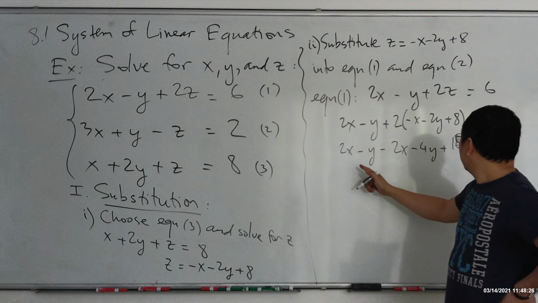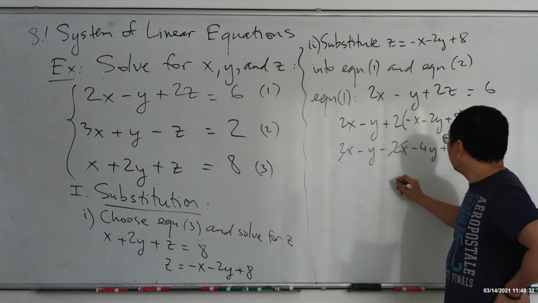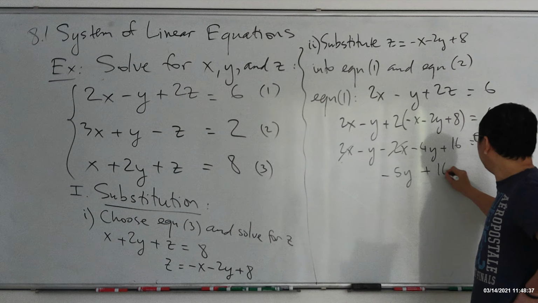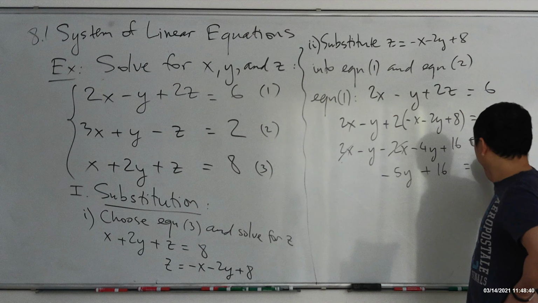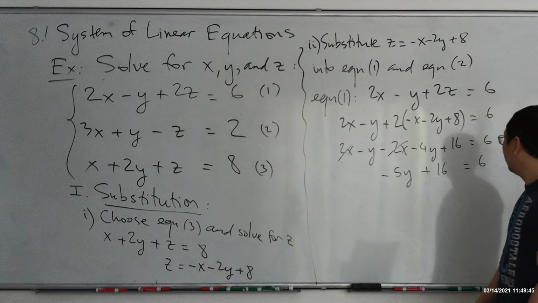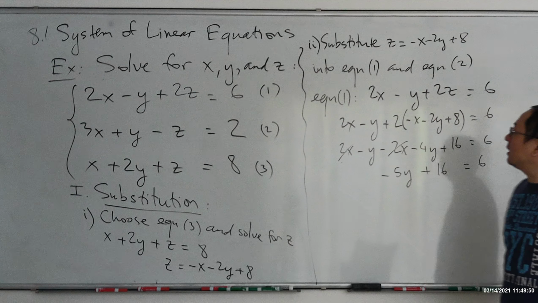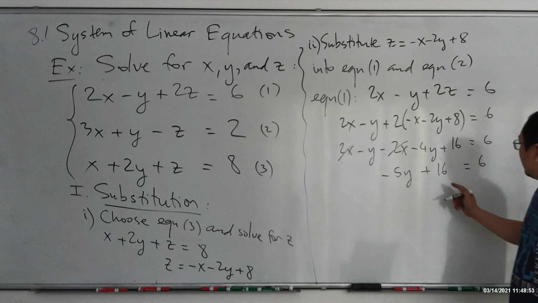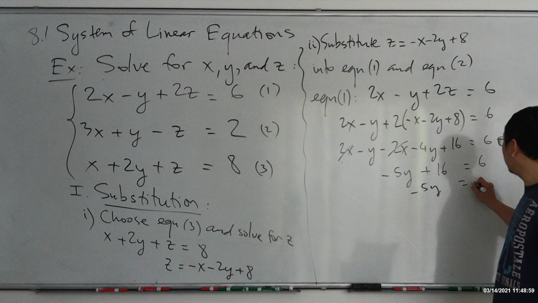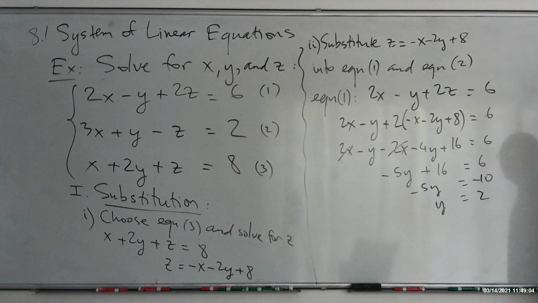Combine the like terms. Oh boy, it's lucky. We got x cancel out, right? X cancel out. I got negative 5y plus 16 equal to 6. We are very lucky that we cancel out the x and we can just solve for y directly. And if you cannot solve, you still have x, then we're going to substitute into equation 2. But in here, we're lucky. So let's subtract the 16 on both sides. We got negative 5y equal to negative 10. So y is equal to 2. I divide both sides by negative 5.